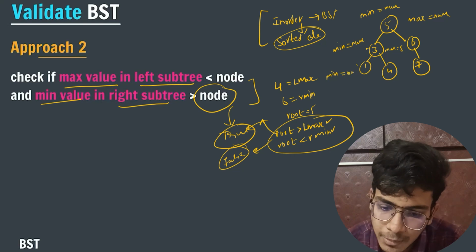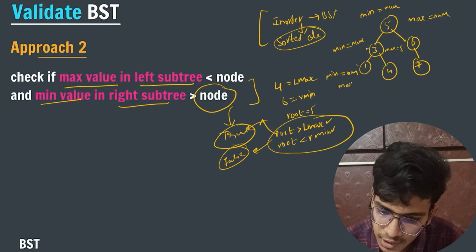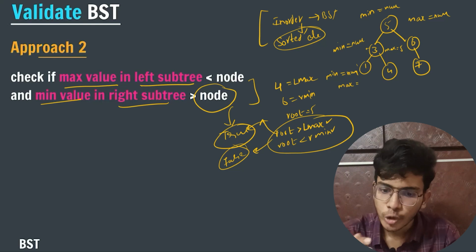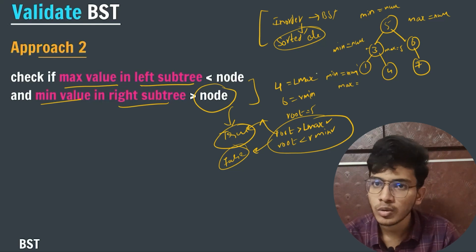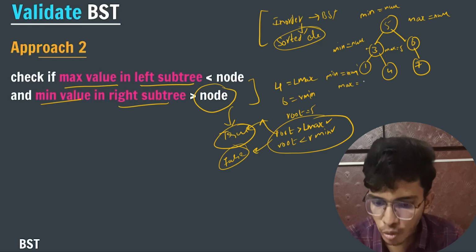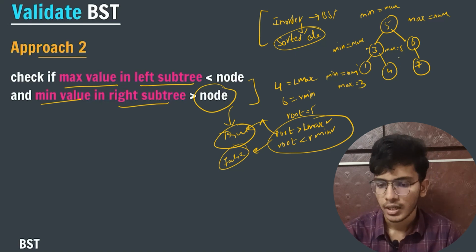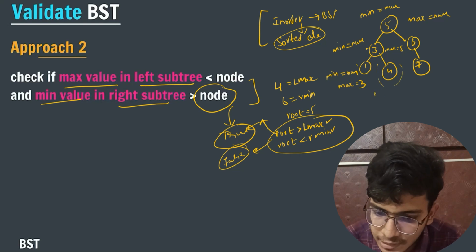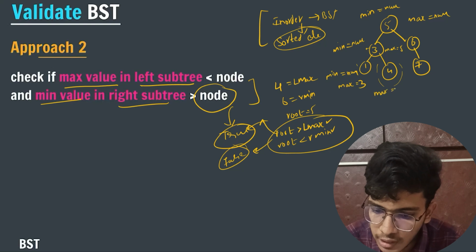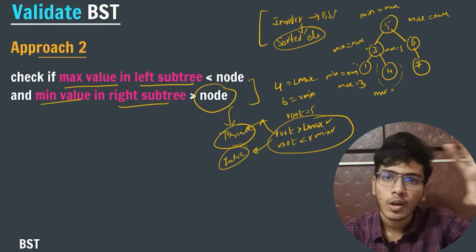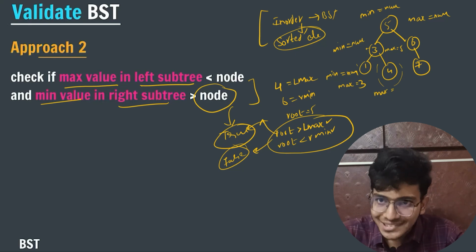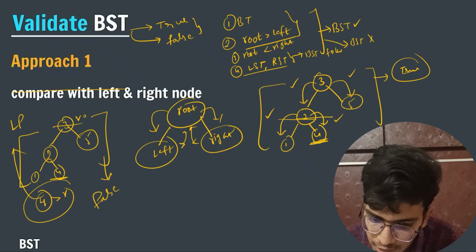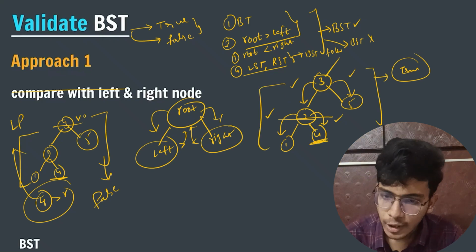So there is no minimum restriction, and the maximum restriction is that for this node 1, its root value is 3. So it can't exceed its root value in order to become a valid BST. So its maximum value will become 3. Now you can see that for this root 4, the maximum value is 5 because it is lying on the left part. If it exceeds the value of 5, then I will reach this condition where this particular node is exceeding the root value. I don't want this condition.